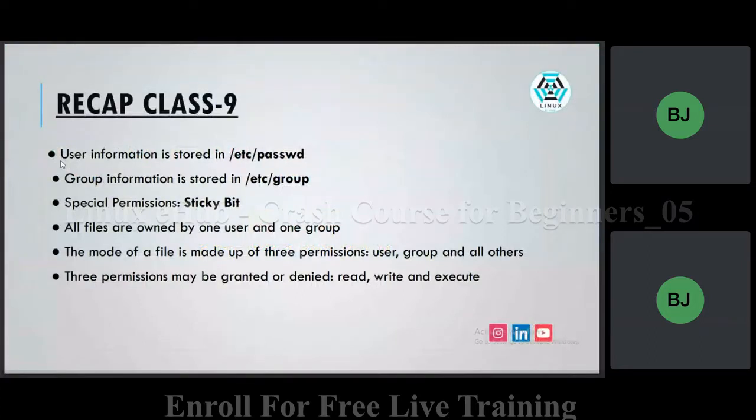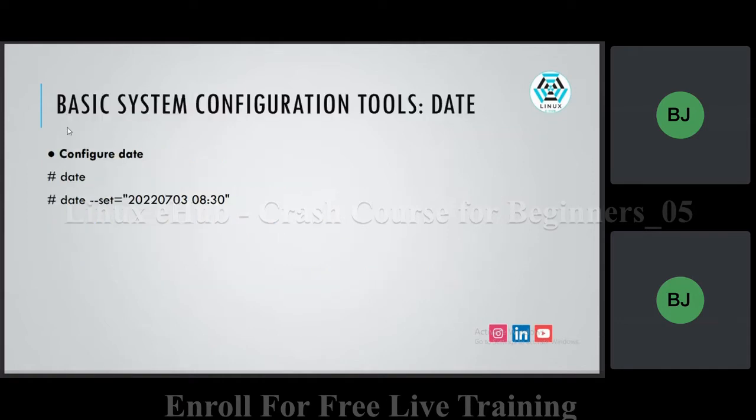In the previous class, we covered that user information is stored in /etc/passwd, group information is stored in /etc/group, and special permissions like the sticky bit. All files are owned by one user and one group. The mode of a file is made of 3 permissions: user, group, and all others. The 3 permissions may be granted or denied: read, write, and execute. In today's class, we will learn basic system configuration tools.